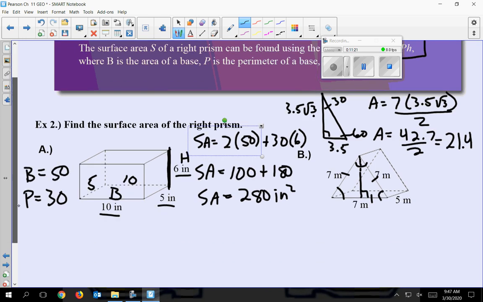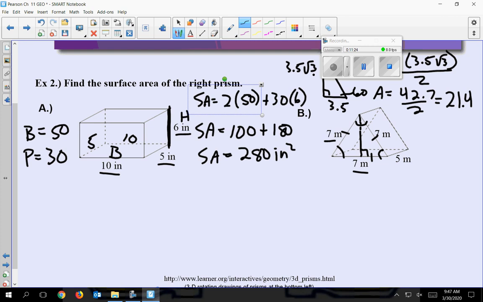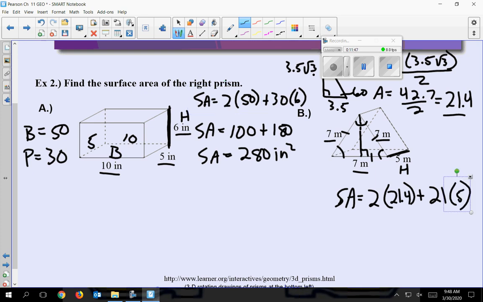The perimeter of my base is going to be 7 plus 7 plus 7, so that's 21. So the surface area equals 2 times the area of the base, which was 21.4, plus the perimeter of the base was 21. And now the height is this 5 that connects the two bases. Okay, so times 5. All right. So a complicated problem there. Understanding how to be able to do those, you had to get the height of that base, and so it ended up being a regular triangle, which ends up, I had to use 30, 60, 90 to get the height. Okay.